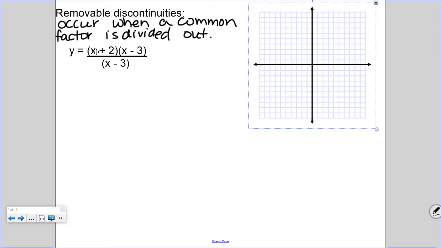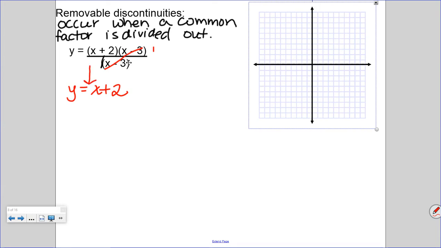So right now I've got y equals (x plus 2)(x minus 3) over (x minus 3). I notice that I have a common factor in the numerator and the denominator, so I can divide these out. X minus 3 divided by x minus 3 is 1. And so I have y equals x plus 2. So this larger expression does simplify to x plus 2.